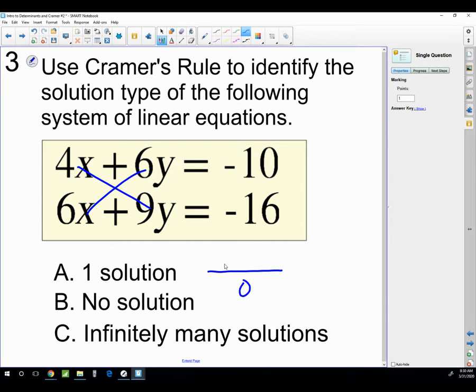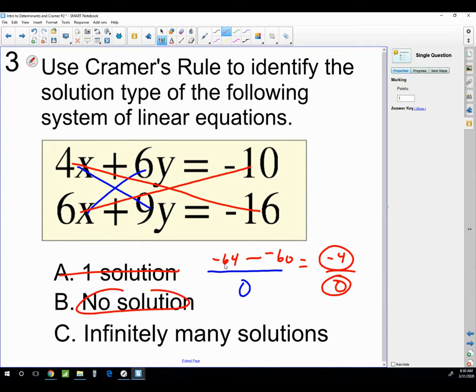So this would be 36 minus 36 is 0. Negative 64 minus negative 60 is negative 4. Hope I did that right. But anyway, when you have 0 on the bottom and a non-zero on top, it's no solution. So what that means is that the lines are parallel.